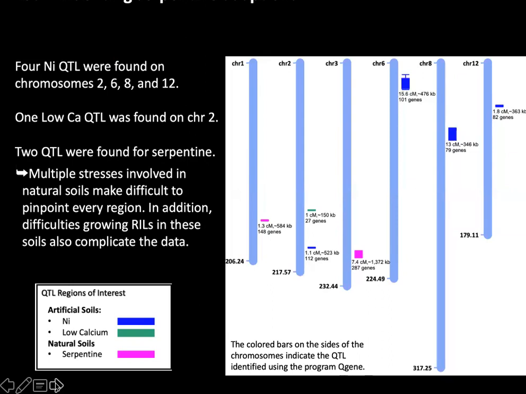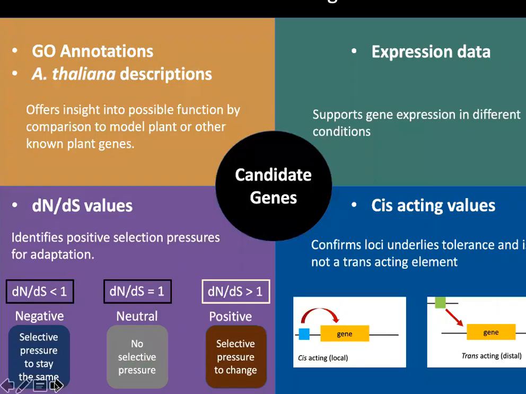And so what I decided to do is an integrative approach, putting together multiple types of information to isolate candidate genes. I will be using GO annotations, Arabidopsis thaliana descriptions to offer insight into possible functions of these genes by known functions from other plant genes, looking at expression data to support gene expression in the different conditions, and looking at dN/dS values to identify positive selection pressures for adaptation, because if things are growing in stressed environments, they're going to have genes that are adapting to help live in these environments. So we're going to be looking for selective pressure to change.